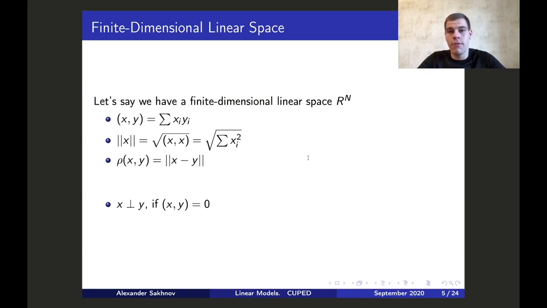Let's say we have a finite dimensional linear space. It's a vector space R^n, and then we can introduce the scalar product. If we have a scalar product, then sometimes the scalar product generates a norm. It's a good case, right? We can introduce a norm, and if we have a norm, then we can introduce a distance between two objects. And also we'll talk that two elements, or two vectors, are orthogonal if their scalar product is equal to 0.